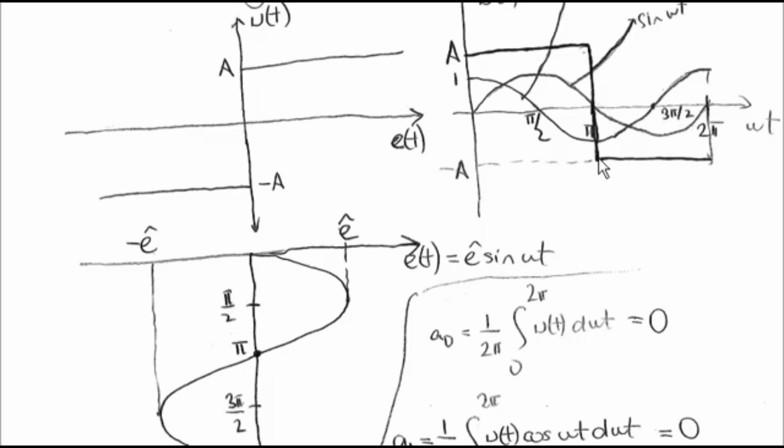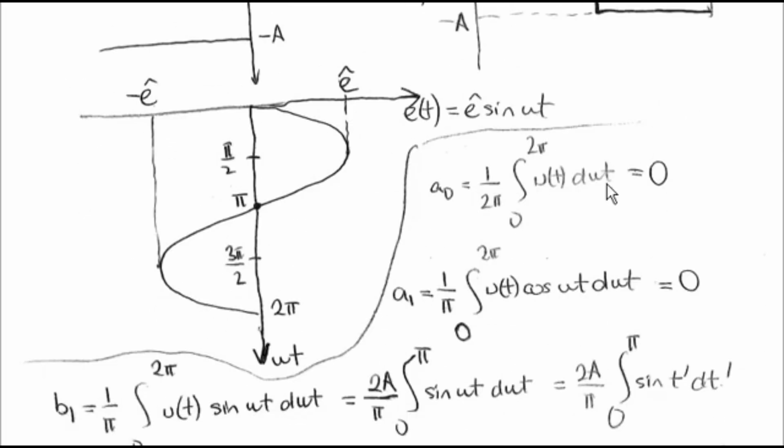So we see that the function u of t is symmetric between pi and 2 pi around the value 3 pi over 2. And we see that cosine is anti-symmetric, or odd, around the value 3 pi over 2. So therefore, when I multiply this function with the cosine, the resulting multiplication is going to be anti-symmetric, or odd, around the value 3 pi over 2. So the integral from pi to 2 pi of this multiplication is going to be again equal to 0.